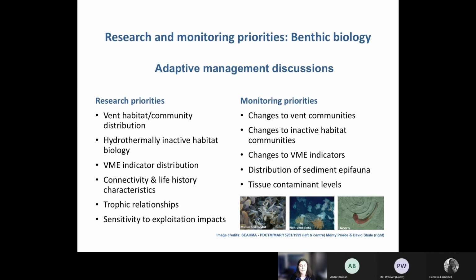Any changes in vulnerable marine ecosystem indicators, so whether that's species such as different corals or sponges, or habitats such as, for example, hydrothermal vent habitats. Again, whether the health of these organisms changes over time in response to exploitation activities. The distribution of sediment epifauna, such as the acorn worm in the bottom right-hand picture here. So these are surface deposit feeders. They're very important for bioturbation. And if there was a change in their distribution or their behavior as a result of sedimentation from exploitation activities, for example. And again, tissue contaminant levels could also be monitored if you're interested in bioaccumulation or biomagnification effects.